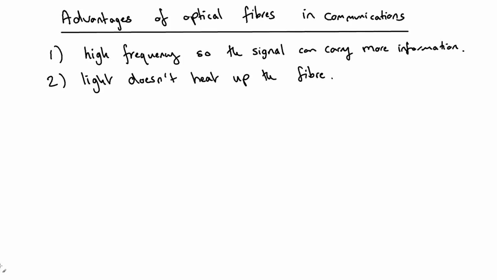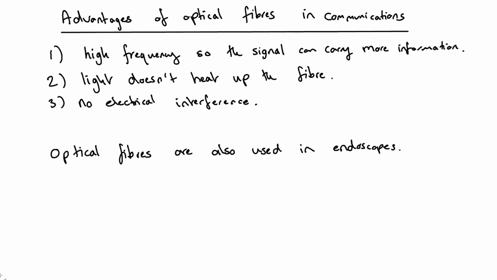The other thing, of course, is that electrical signals produce resistance heating. It causes heating in the wires, and that obviously produces energy losses. We don't get that problem in optical communications. The light doesn't heat up the fibre. And finally, no electrical interference is going to happen with optical fibres, as might happen with copper cabling.